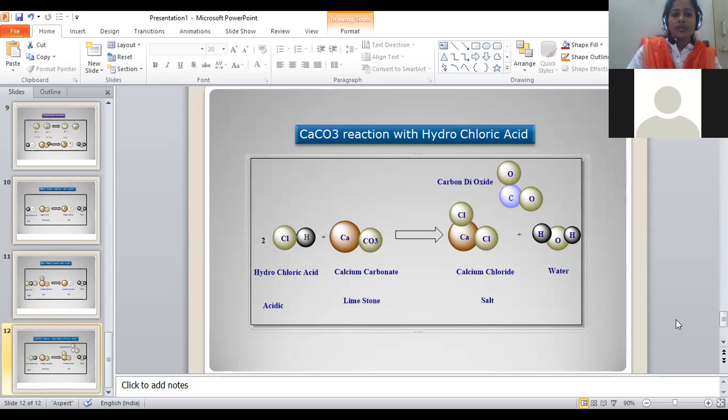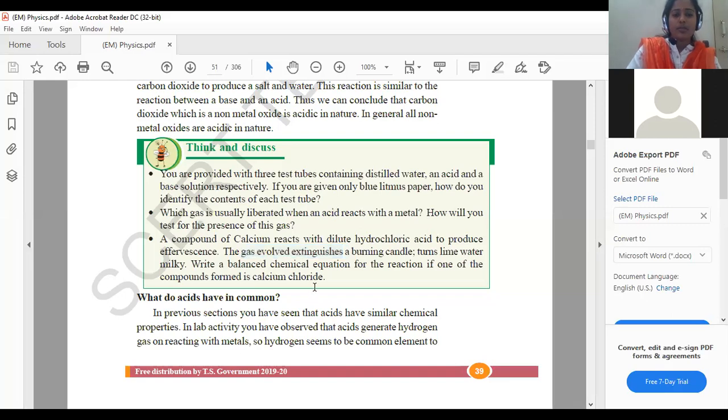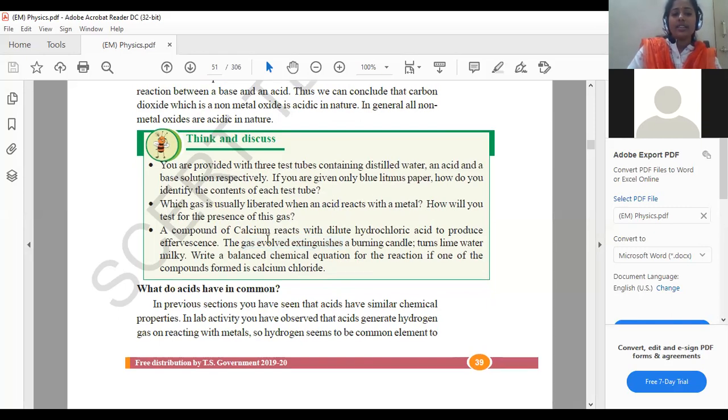Now let us move on to our topic. These 3 problems were solved. What are these 3? First, blue litmus treated with acid: blue litmus turned into red color with acid solution. Blue litmus with the base, there is no change in the color. Blue litmus with neutral or distilled water, again there is no change in the color. Whenever a metal is treated with acid, liberation of hydrogen gas is possible. It is confirmed by a burning candle, which gives a pop sound, right?